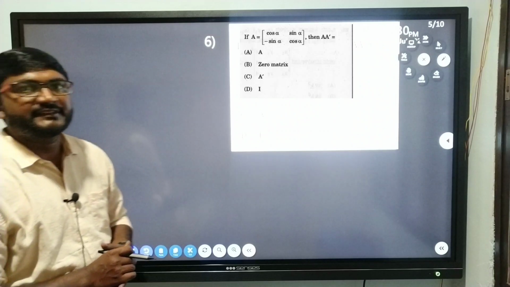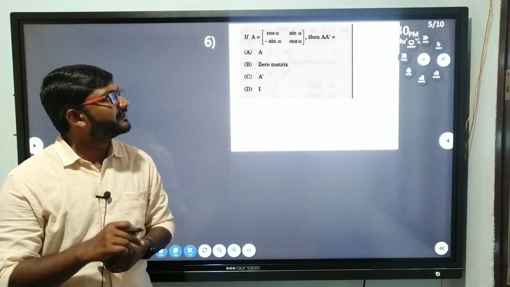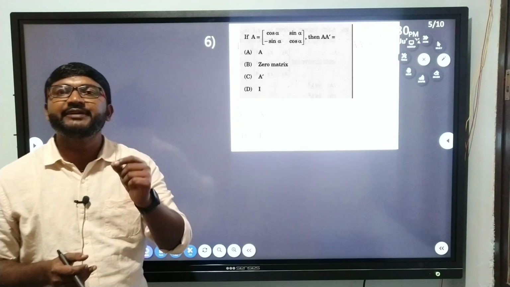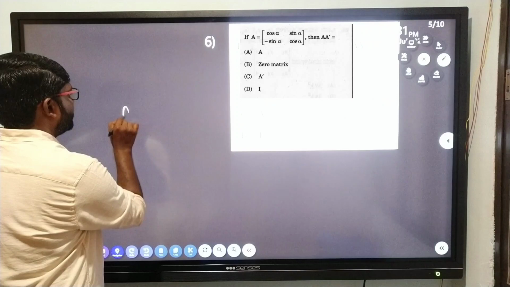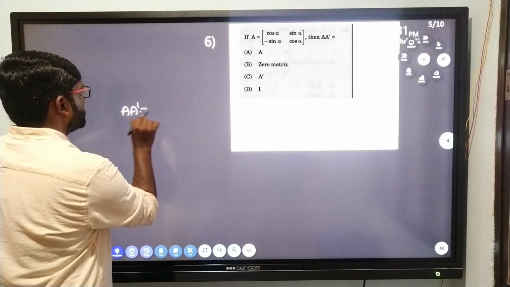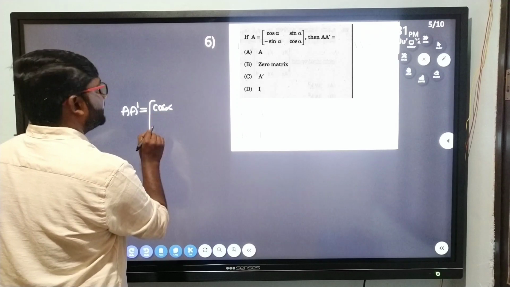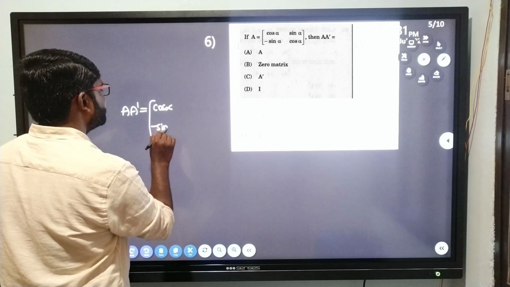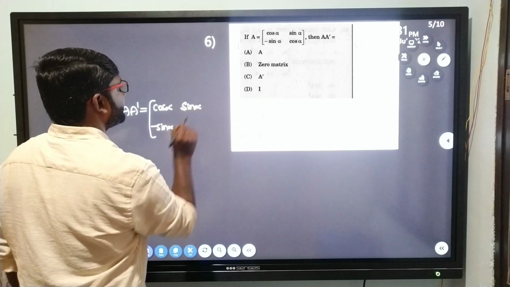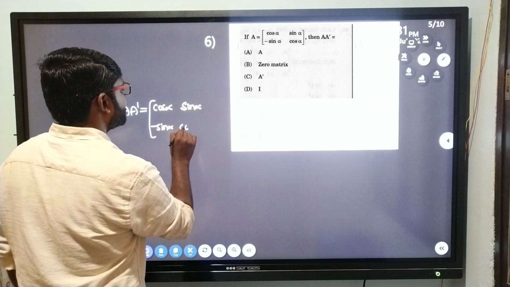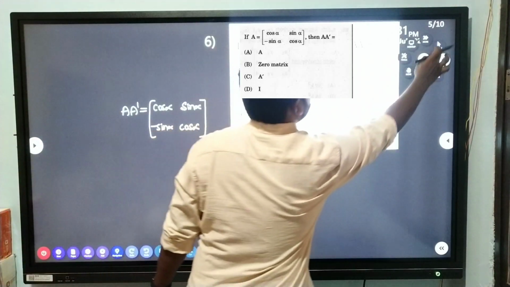Take up question number 6 here. If A equals [cos alpha, minus sin alpha; sin alpha, cos alpha], then A into A dash. So we will have to find A into A dash. A into A dash equals, I'll write the matrix A: cos alpha, minus sin alpha, sin alpha, cos alpha.